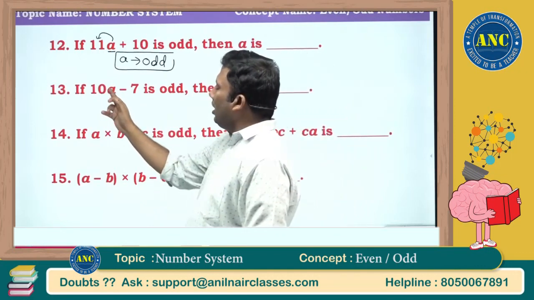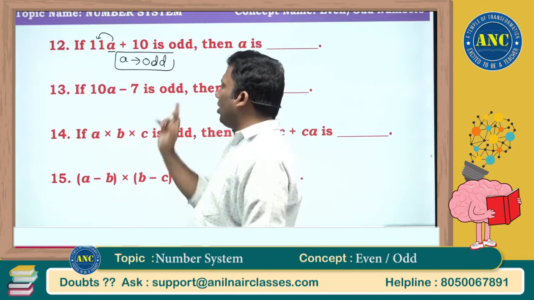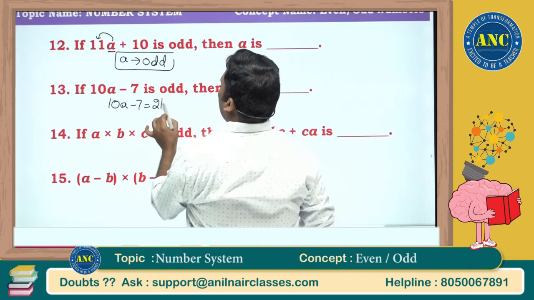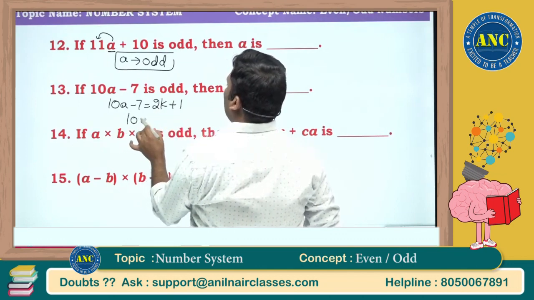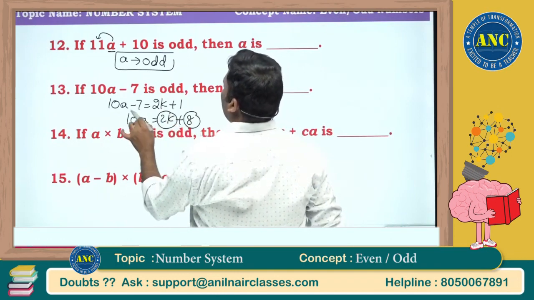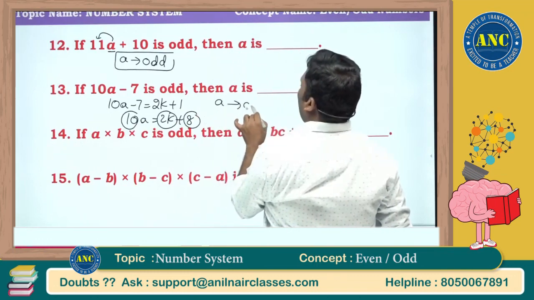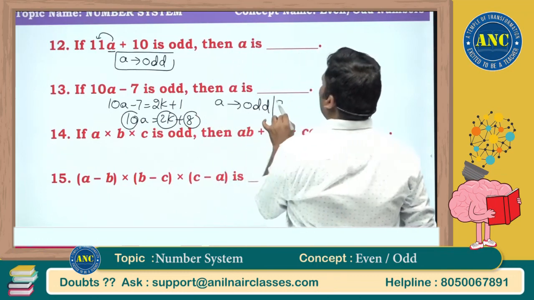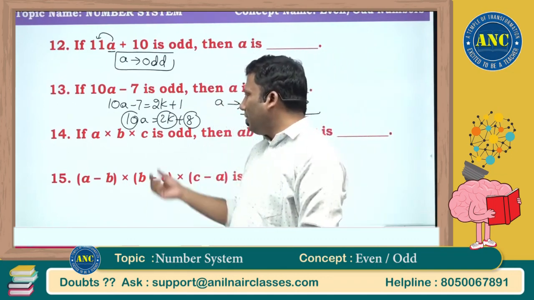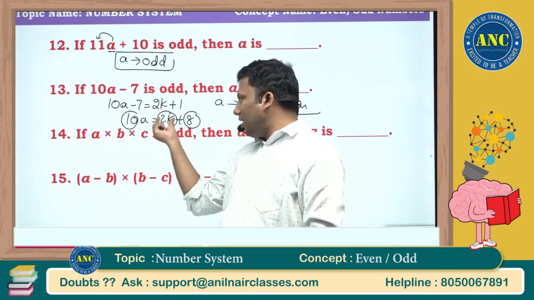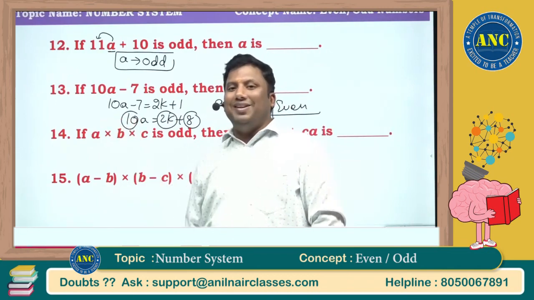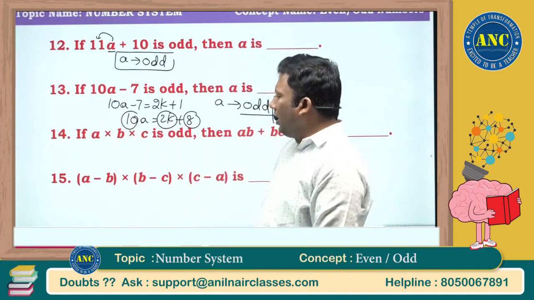Similarly, 10a minus 7 is odd. An odd number is of the form 2k plus 1 or 2k minus 1. So 10a is equivalent to 2k plus 8. It is even. A can be either an odd number or an even number. Even plus even is even. 10 is an even number, and an even number into any natural number will give an even.